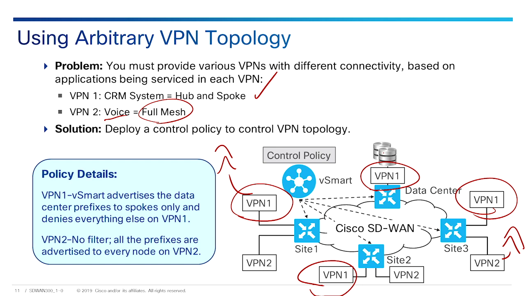So the control policy is going to be pushed to all involved sites and defines the following for each of those VPNs. VPN 1, spokes are going to receive only the data center prefixes, not the prefixes to the other spokes, just the hub. So VPN 1 is going to receive just the VPN 1 prefixes from the data center. Okay? VPN 2, every spoke receives information about all other sites of that VPN. And a policy is going to be defined for each VPN and applied to the sites.